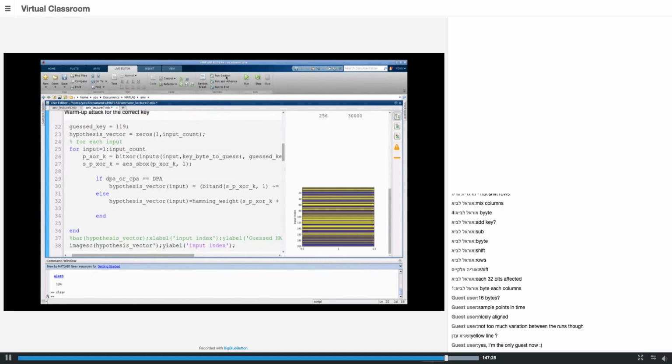Just to make sure somebody is in here together with me, how many possible guesses do I have? Is anybody following? How many possible guesses do I have for the key? Yes, 256 different guesses.